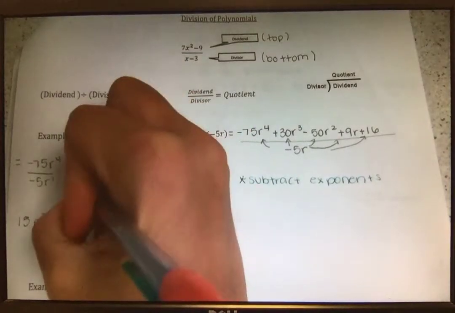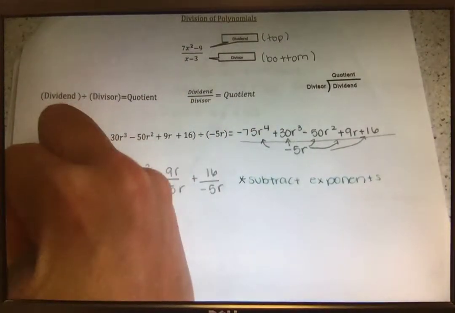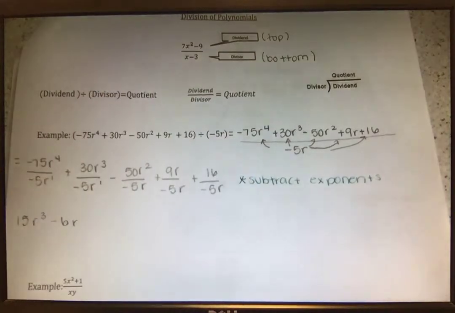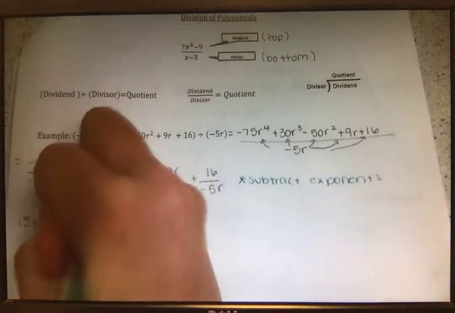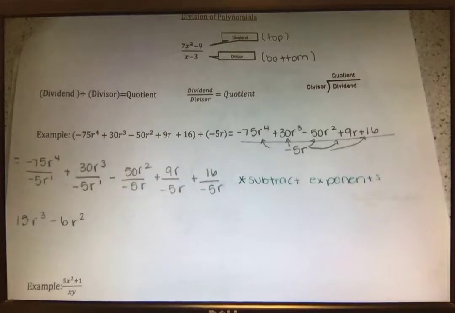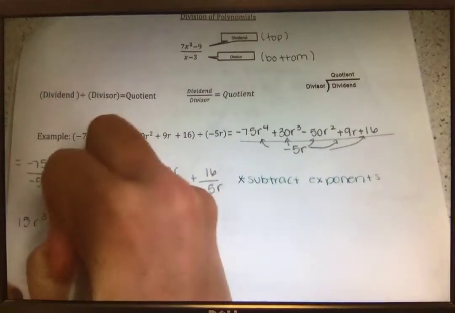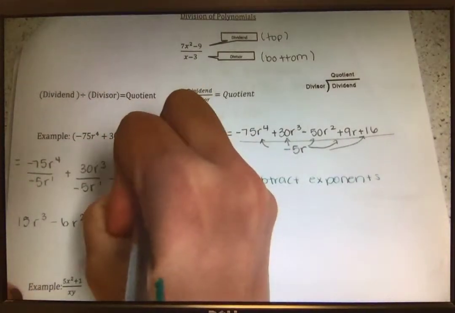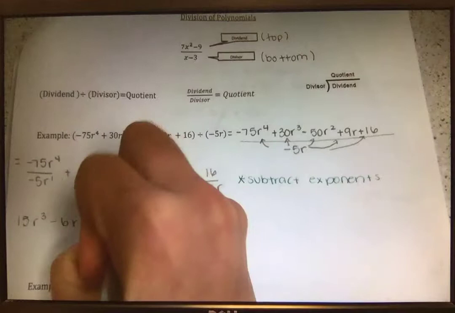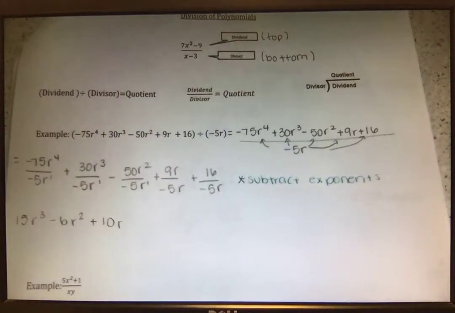Again, we have 30 divided by negative 5, which is negative 6. R cubed divided by r to the first, subtracting those exponents will give us r squared, r to the second power. Negative 50 divided by negative 5 will give us positive 10. R squared divided by r to the first will give us r to the first, or just 1r, so plus 10r.